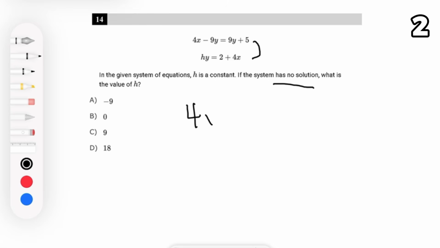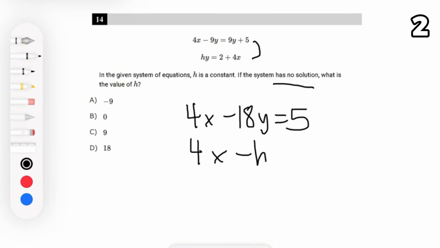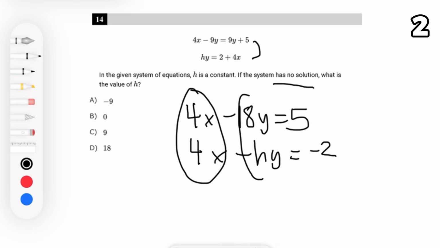On the top we get 4x minus 18y equals 5. And on the bottom, we get 4x minus hy equals negative 2. Looking at these two equations, we see that the x coefficients are the same. So in order to be parallel and have the same slope, the y coefficients have to be the same. So we know that h has to equal 18. Now let's move on to question 3.